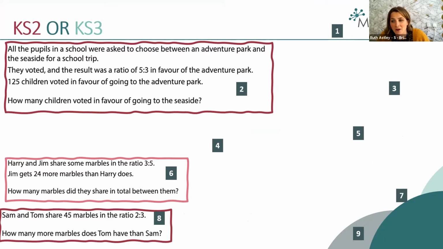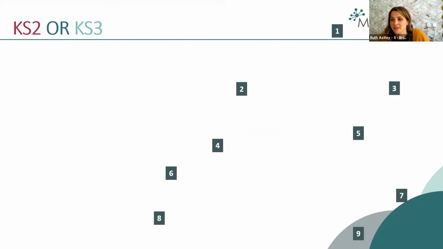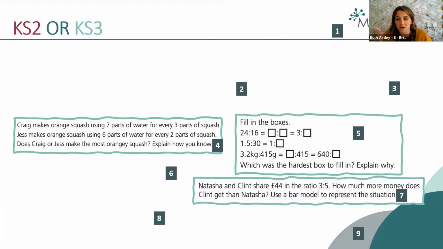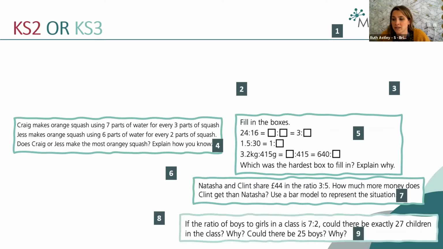The next ones are our key stage 3 questions. So those ones, the orangey squash and the fill in the boxes. Those are all year 7, 8, 9, so key stage 3 questions. And again, this one here, question 9, was a mastery with greater depth question.